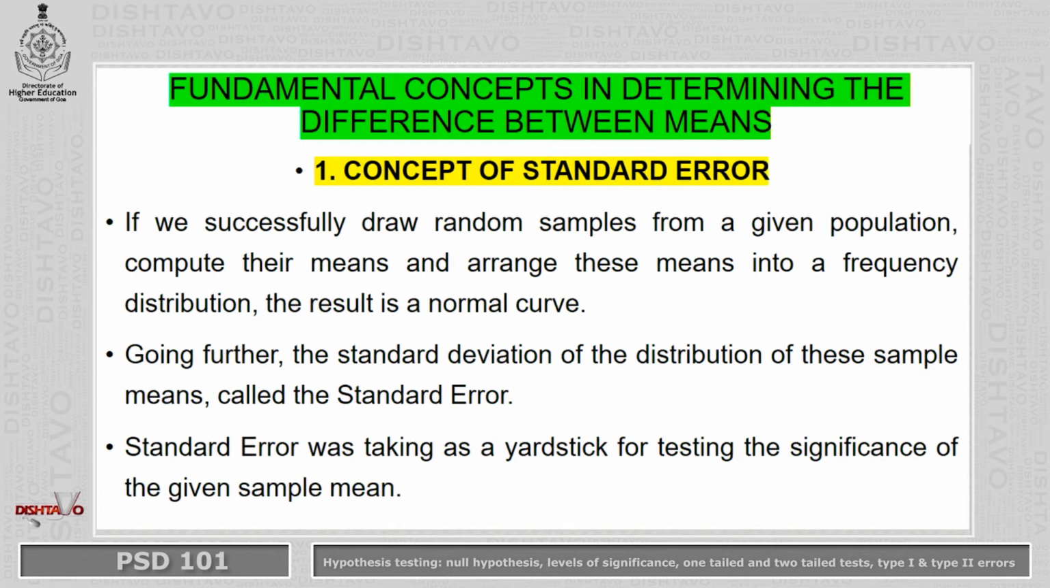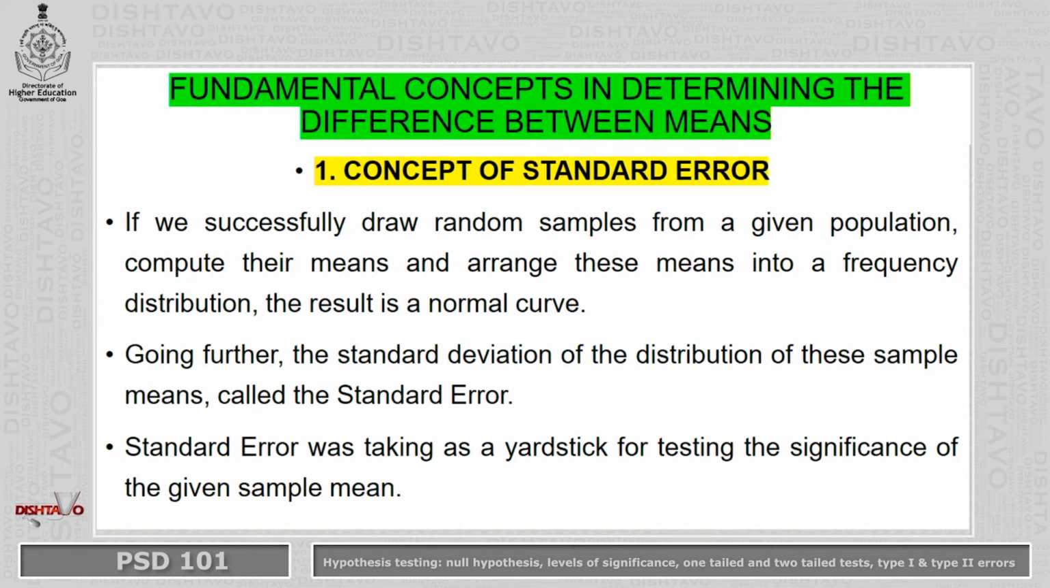Now, when we determine difference between means, there are certain basic fundamental concepts. The first concept is standard error. If we successfully draw random samples from a given population and then compute their means and arrange these means into a frequency distribution, the result is a normal curve.